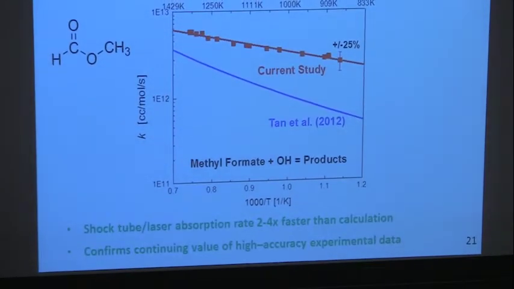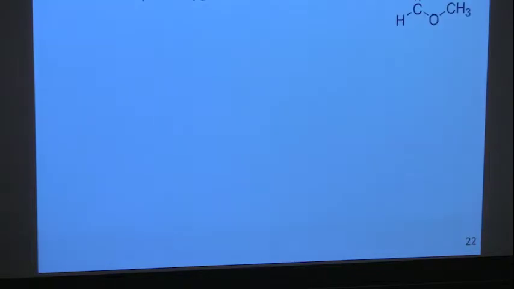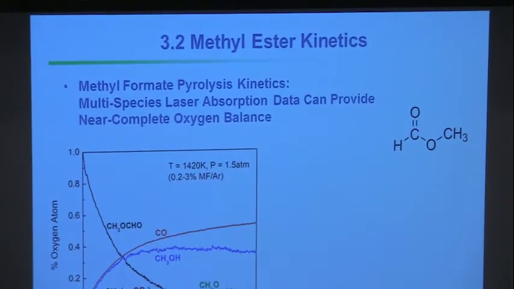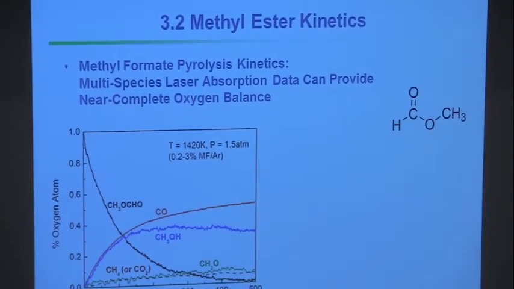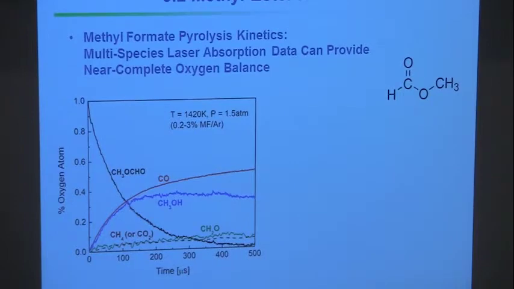My point was that we need good quality experiments to make these. Okay, now I want to go to a specific case. This is methylformate. Here's the structure for methylformate. And this is what happens when we take another approach. Let's measure multiple things and see if we can test the chemical mechanism for longer times.